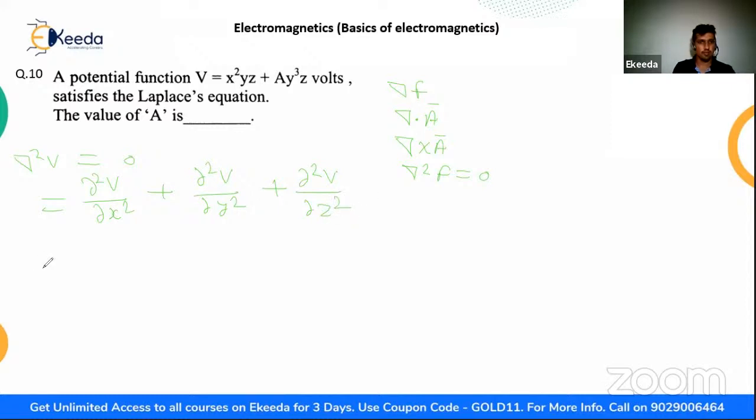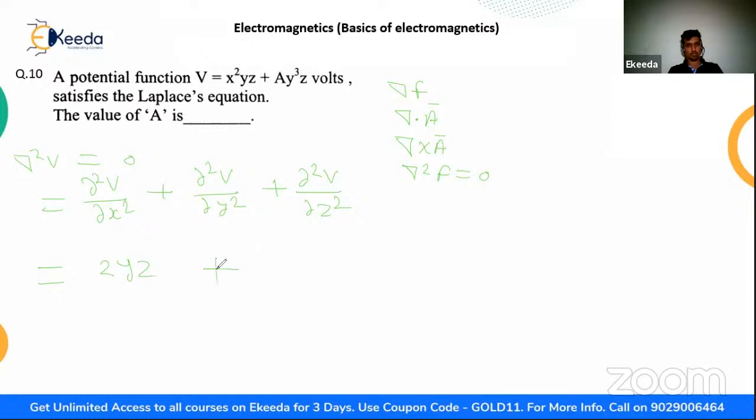Okay, so double differentiation with respect to x. What will be the double differentiation? The first differentiation will be 2xyz, and then the next differentiation will be 2yz. Differentiation of the next term with respect to x will be 0, because a is constant and y and z are constant with respect to x. So the differentiation of this with respect to x will be 0.